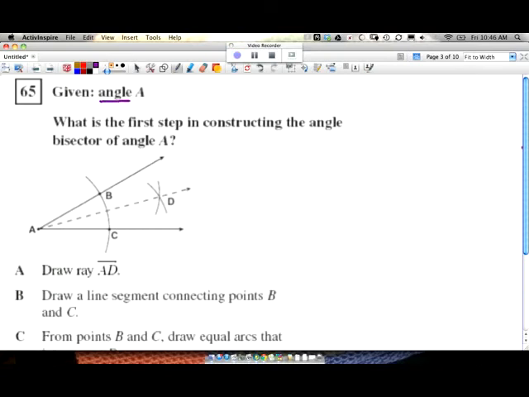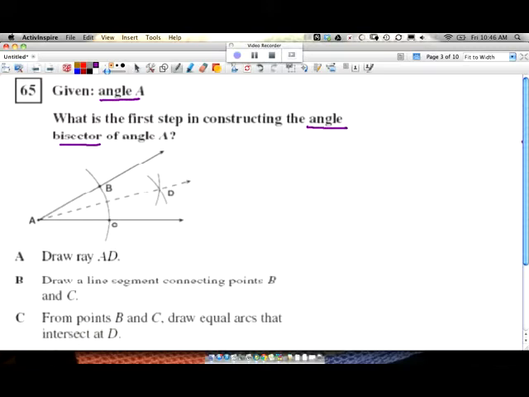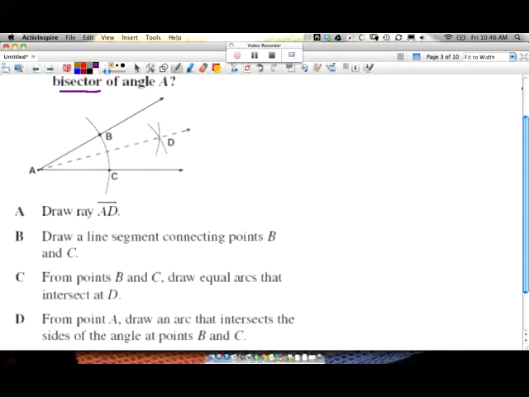All right, given angle A, what is the first step in constructing the angle bisector? Okay, we're going to look for an angle bisector. So it's asking me for the first step. Well, if I'm given angle A, I'm not going to draw AD. That is the last thing. This is the angle bisector. And that's the last thing that I want to do in that process.